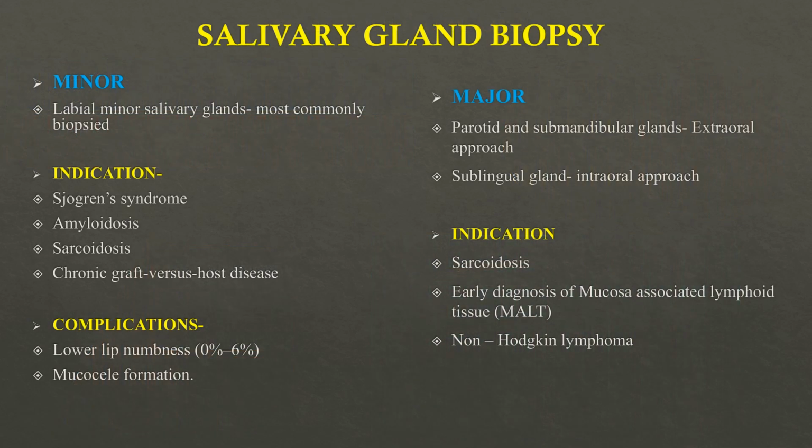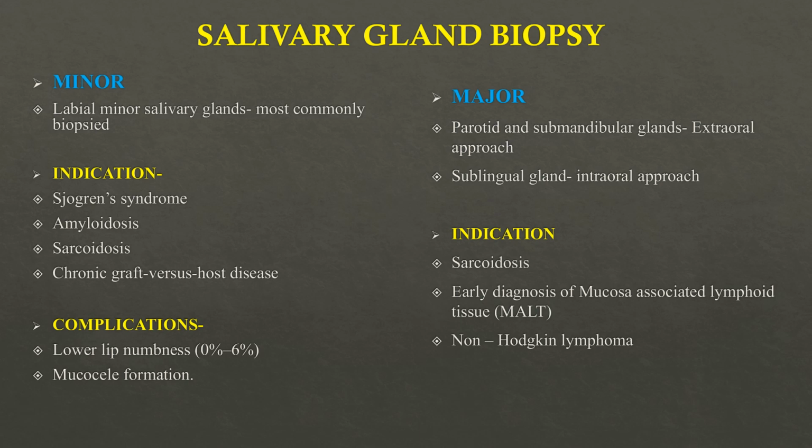Salivary gland biopsy. The salivary gland biopsy can be performed either from minor salivary gland or from major salivary gland. The minor salivary gland biopsy is generally done in the labial minor salivary glands, and it is the most commonly biopsied site. The indications are Sjogren's syndrome, amyloidosis, sarcoidosis, chronic graft versus host disease. But it carries complications such as lower lip numbness, which is appreciated in 6% of patients, and mucocele formation can be another complication.